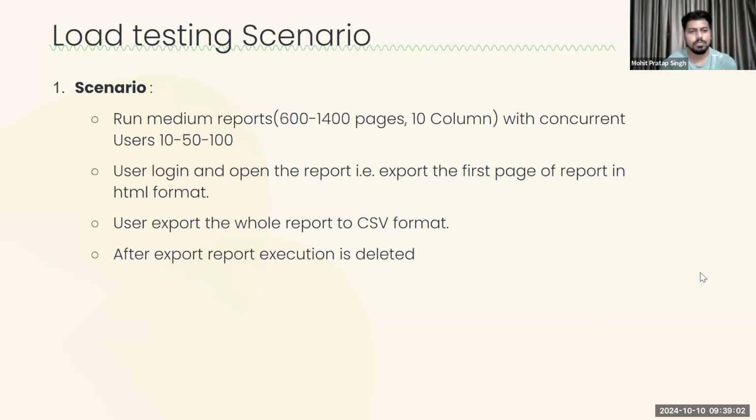The concurrency that we have tested in these scenarios are for 10 users, 50 users, and 100 users. So steady state will have all these three. Basically, we are replicating the normal user behavior in this case. A normal user will log in to the application and open the report. When opening the report, it's basically exporting it to HTML. The first page is exported into HTML, and then the user performs the export. We are exporting in the CSV format here. Once the export is done, we are deleting the report execution. This will trigger the deletion of the virtual file itself as well.